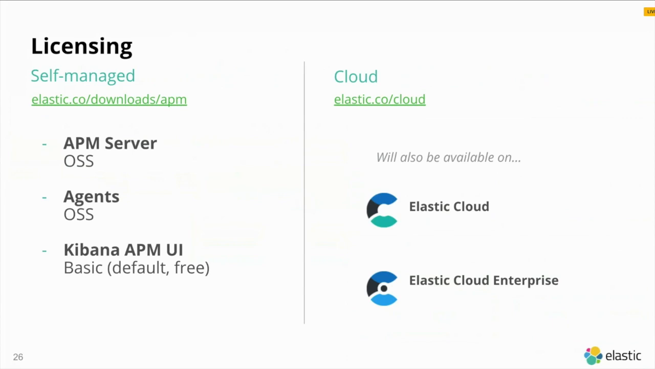And finally, one word on licensing. The APM server and the agents are all open source. The Kibana APM UI, which I demoed before, is part of our basic distribution. So if you go download Kibana on our website today, you'll get the APM UI out of the box with the default distribution. The default distribution is free, as noted here. So it should be really fast to get started.